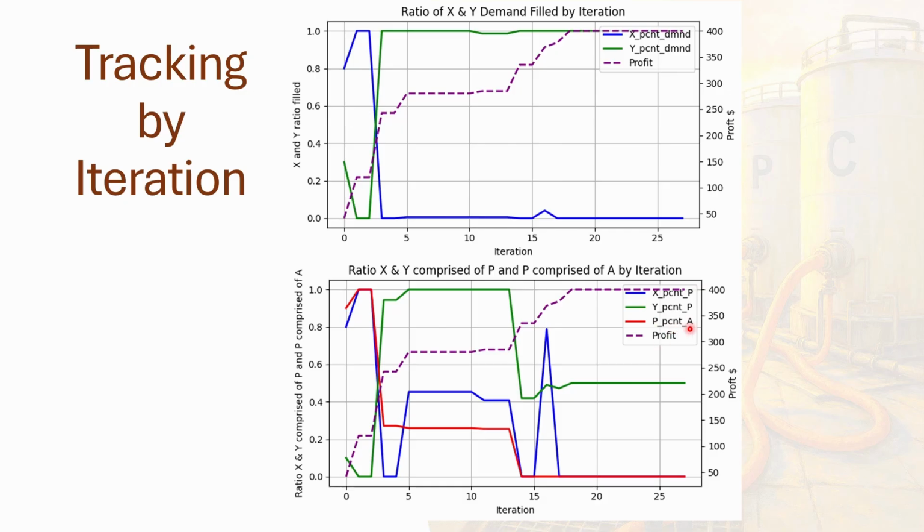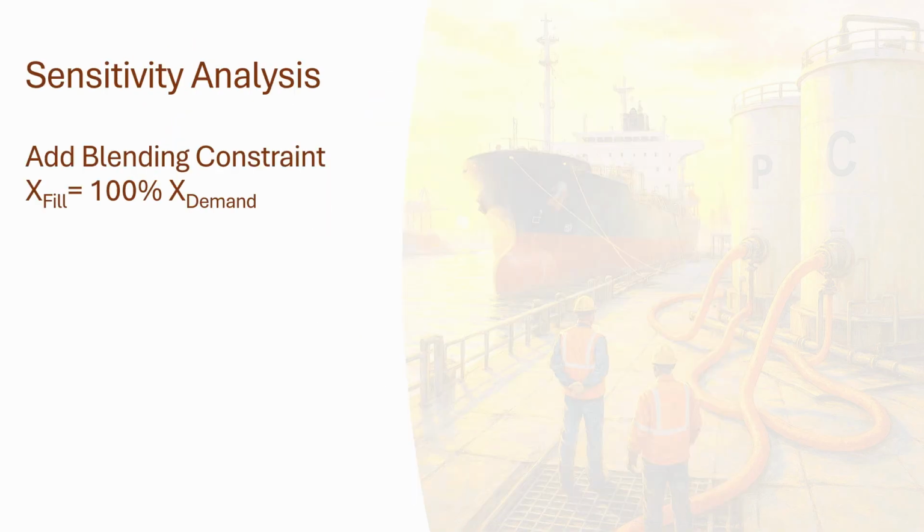And you could also see how the percent of A used in P came down to 0 around iteration 14 or so. And that's where it stayed until we achieved stagnation, which indeed, that 400 does happen to be the optimum answer for this problem.